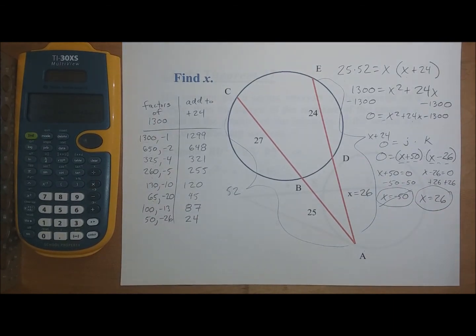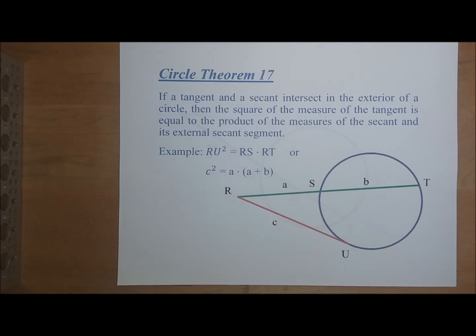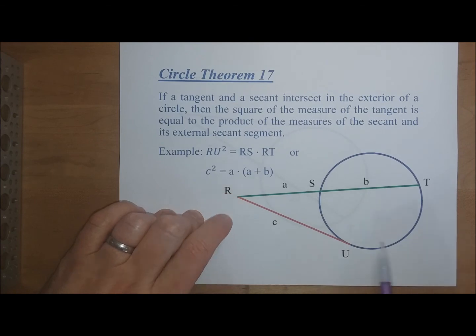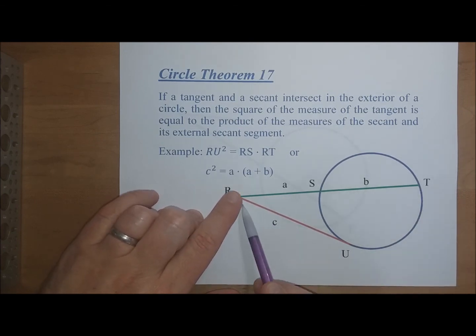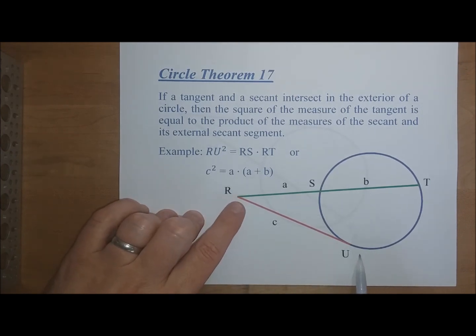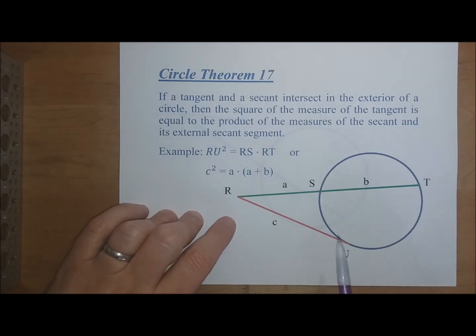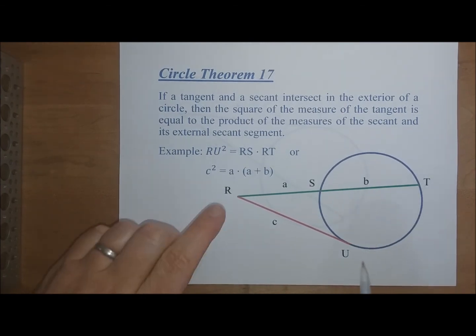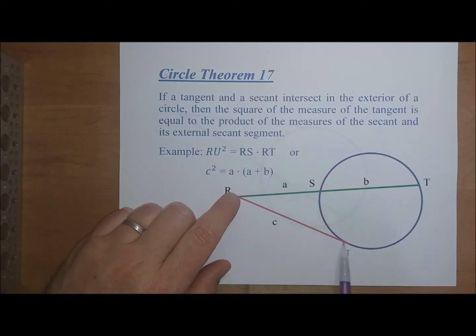Good. All right, next theorem, circle theorem 17. Now we're going to intersect, instead of 2 secants outside the circle, a secant with a tangent segment. Okay, so if a tangent and a secant intersect in the exterior of a circle, then the square of the measure of the tangent is equal to the product of the measures of the secant and its external secant segment. What the heck does that mean? Okay, all it means is the tangent times the tangent.